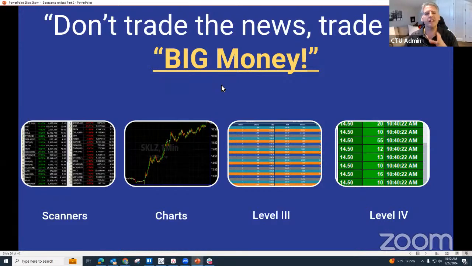So you don't trade the news. We don't trade the indicator. All these bells and whistles these brokerage firms offer you, these are really all the things we need: a scanner, a chart, a level 3, and a level 4 chart. That's all we basically need.